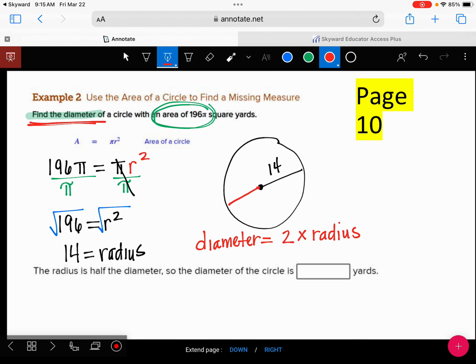So the diameter of the pool, or of the circle, diameter is going to equal 2 times 14. And what is 2 times 14? 28. So the diameter is 28 yards.